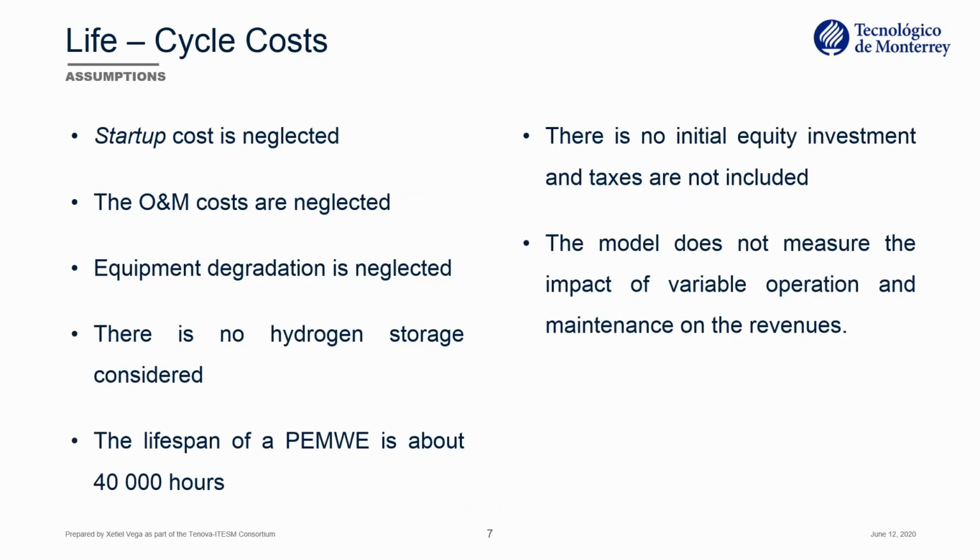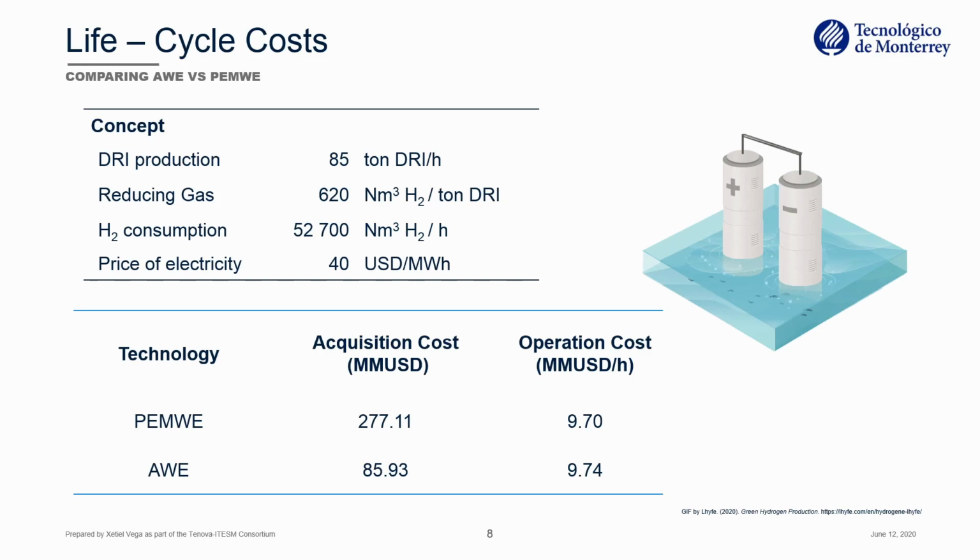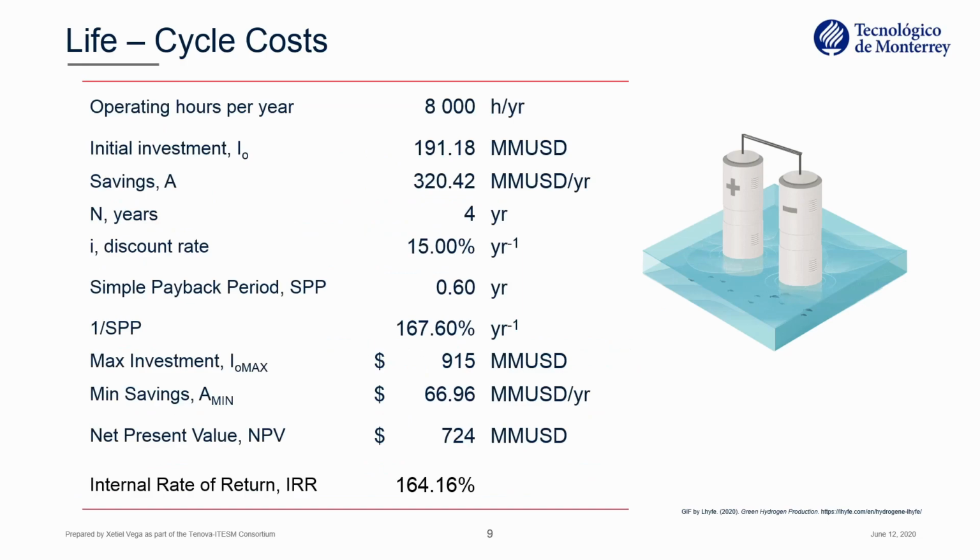Here are some of my assumptions for this economic assessment. And then we have the summary of acquisition cost, CAPEX, and operation cost, OPEX, for these two different options, considering the price of electricity equal to $40 per megawatt hour. Though PEM water electrolysis is 3 times more expensive compared to alkaline water electrolysis, the latter is less efficient. And finally, the results of the economic engineering calculations that reveal the opportunity cost of using energy efficient technology.